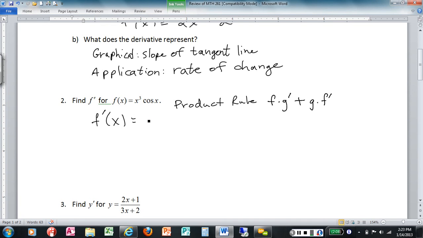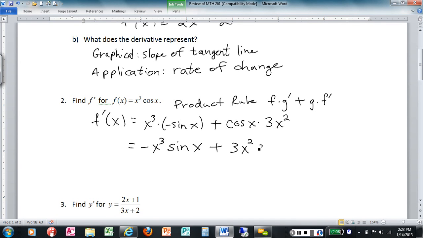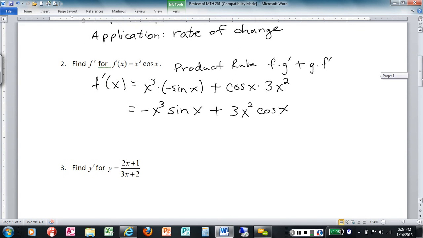So I would do x cubed times the derivative of cosine, which is negative sine. And then I do the cosine times the derivative of x cubed, which is 3x squared. Power rule. Remember, bring down the power and subtract 1. We didn't really rehash that, but all told then we've got what? Minus x cubed sine of x, probably the way we'd write it, plus 3x squared cosine of x. Is that what you all got? Now you do, right? Okay.